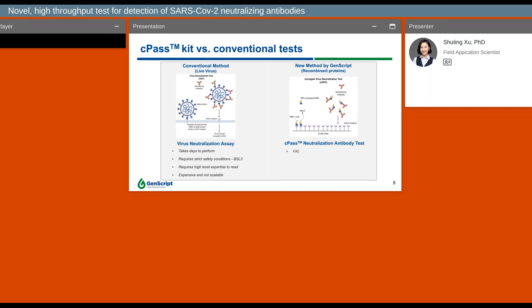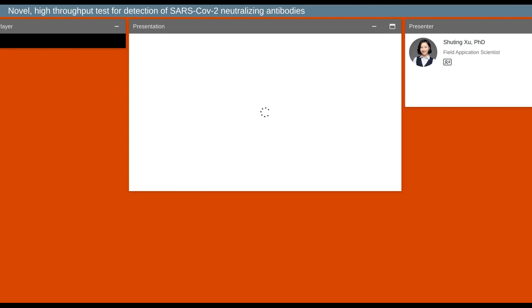With the cPass kit, compared to this traditional assay, it is much faster. It just takes up to 2 hours for one performance and can be highly automatable. Also, this work doesn't need a BSL-3 lab because it can be performed in any laboratory setting, as it just needs an incubator and an ELISA reader. It can be done, of course, in a high-throughput way. As you know, it's quite easily performed. And also, this assay is much more consistent. As you see, it is only an ELISA kit.